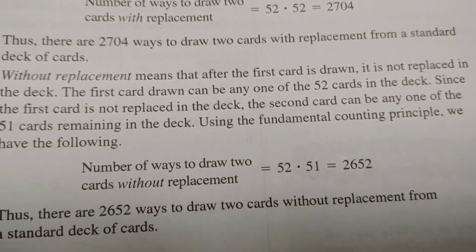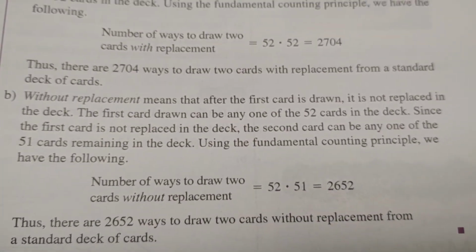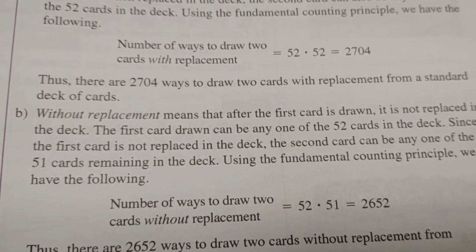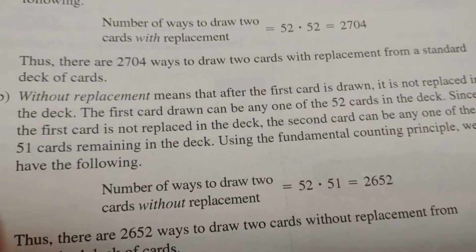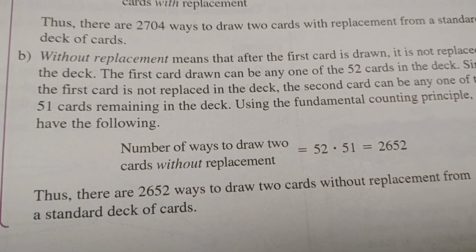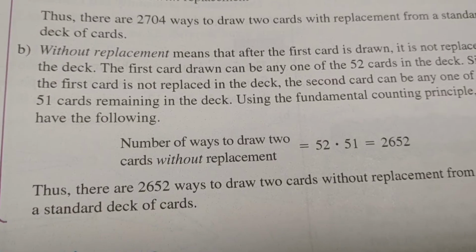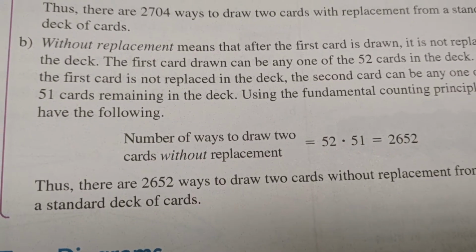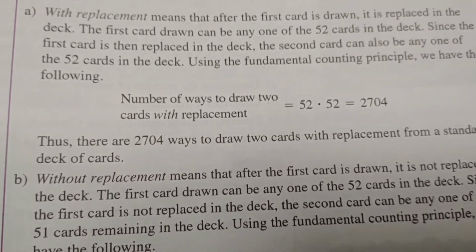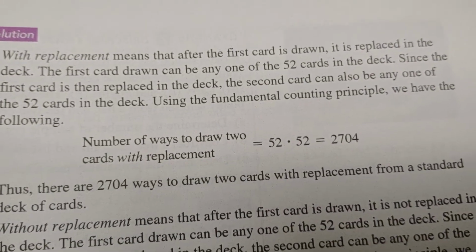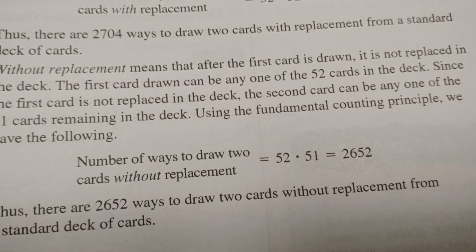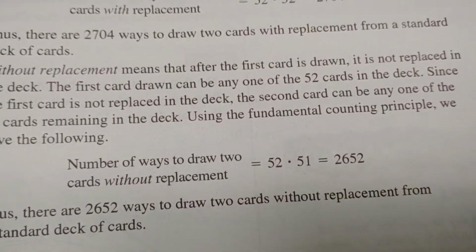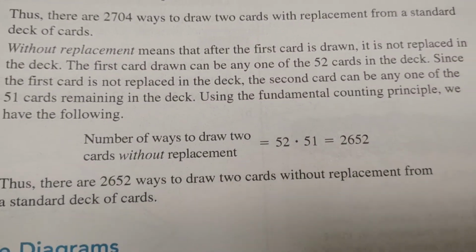Without replacement, you have 52 for the first one, because that's how many cards are in there, but you don't replace the card you draw out. So it now becomes times 51, which gives you 2,652. So with replacement, it's going to be 52 both times. Without replacement means the card you drew, you're not putting back.